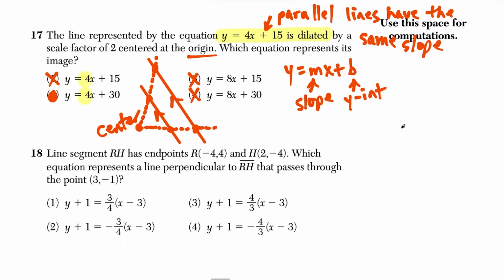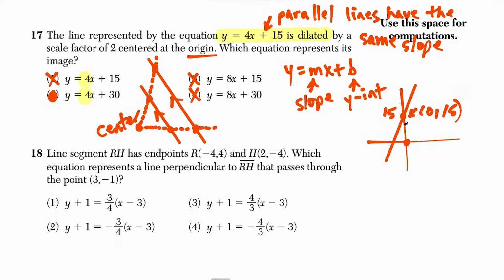But let's see a way to really get this. So if I were to sketch this, y equals 4x plus 15, we have a y-intercept of 15. So the line is going to pass through the point over here. This is the point 0, 15. So let's just make this neater. We have 0, 15. And I'm just going to draw something like this. So this is just a sketch of the line. And the center is at the point 0, 0. So this is the center here of dilation.